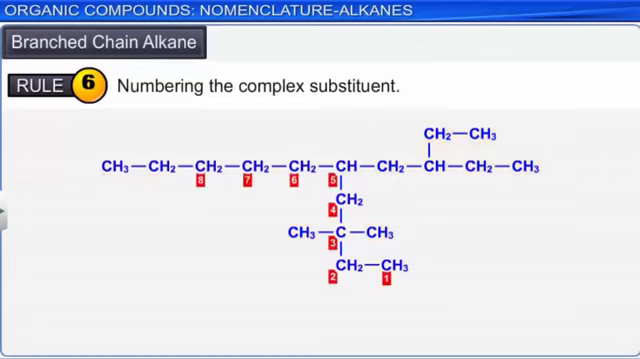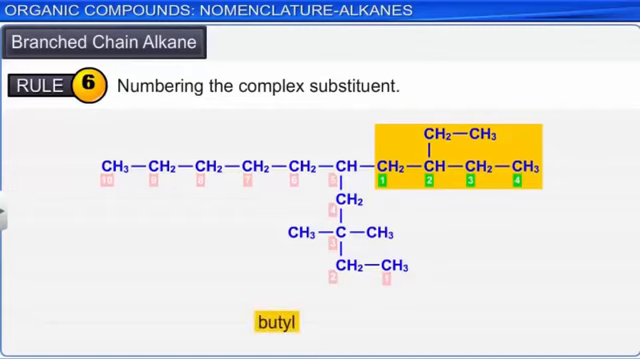Then, the substituent groups are numbered. As there are 4 carbon atoms present, the alkyl group is butyl. The ethyl group is attached to the second carbon atom. Hence, the name of the substituent is 2-ethylbutyl. The substituent 2-ethylbutyl is attached to the 5th carbon atom of the parent chain. Hence, it is 5-(2-ethylbutyl). Here, 2-ethylbutyl is written in parentheses.